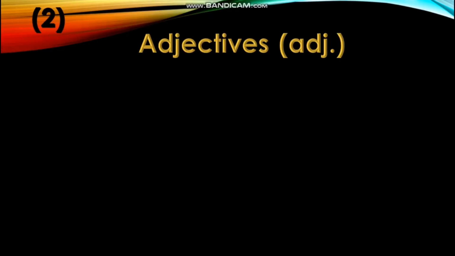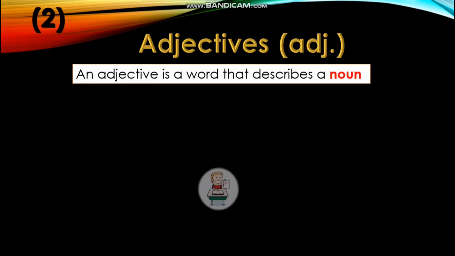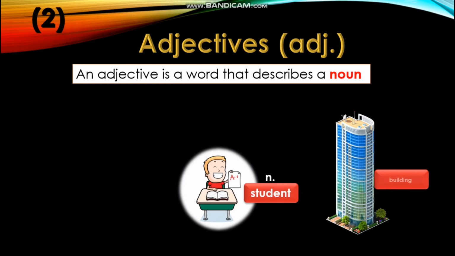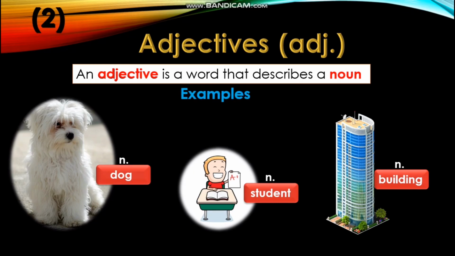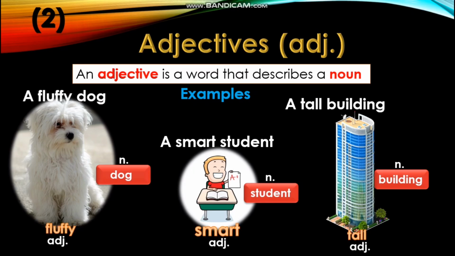Adjectives. An adjective is a word that describes a noun. The words student, building, and dog are nouns. Adjectives tell details about nouns. Examples: a smart student, a tall building, a fluffy dog. Smart, tall, fluffy are all adjectives.